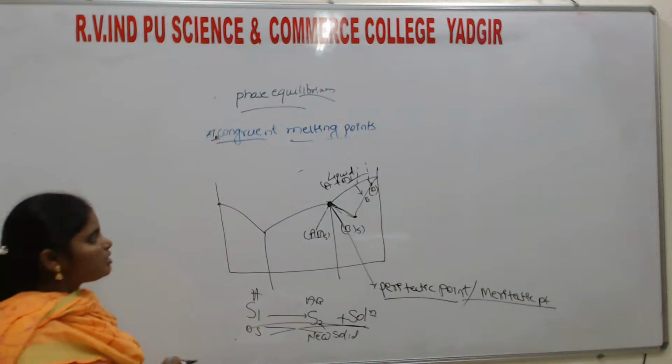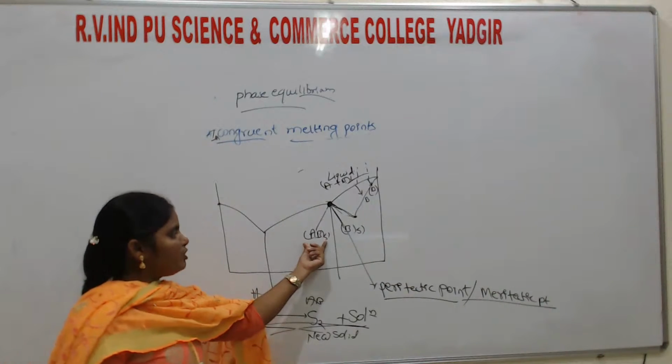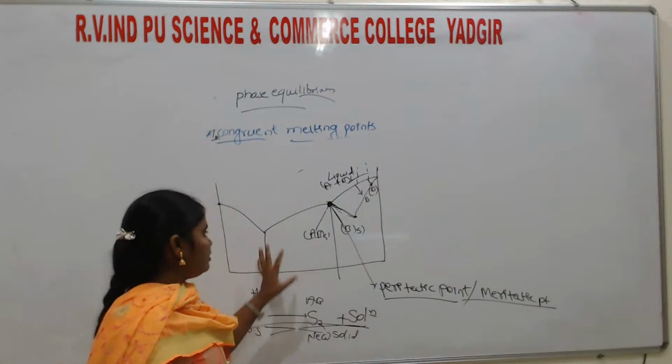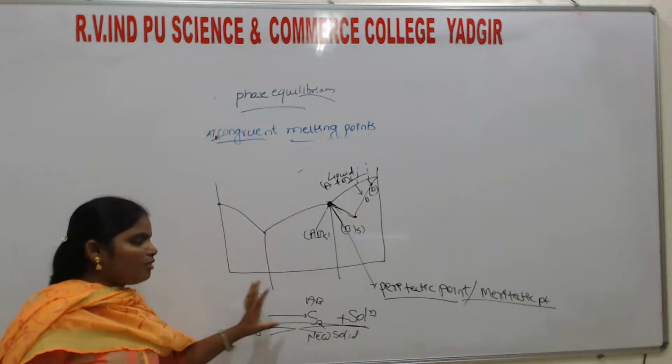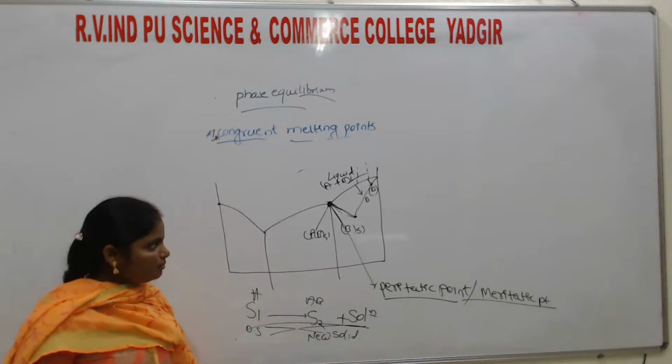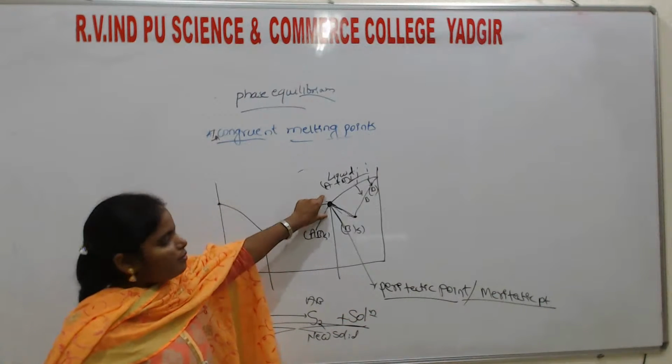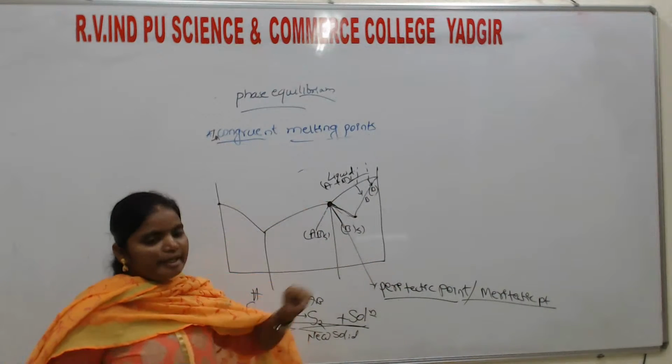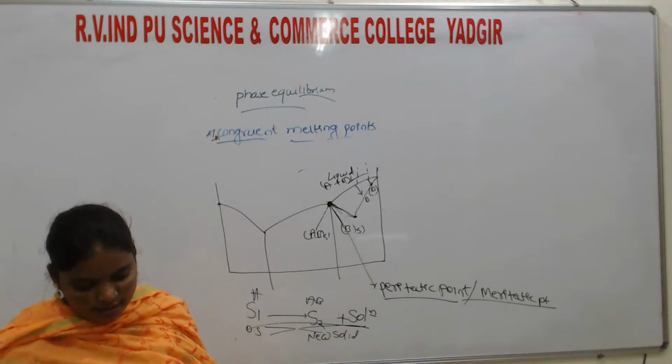Here the liquid state and another formation are not equivalent. Only one is in equilibrium with the other. And this particular point is known as the peritectic point or the peritectic temperature.